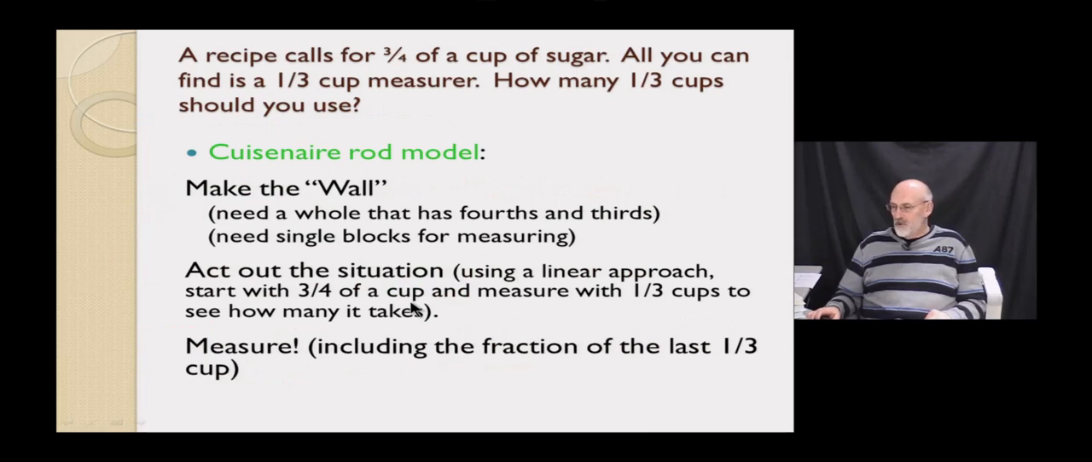So just like before, we're going to make a wall with Cuisenaire rods. We're going to try to act it out using this linear approach. It will be similar to what you would do with a number line if you wanted to expand the concept from Cuisenaire rods up to a number line model. And then we're going to measure and figure out how many 1/3 cups it takes and how much of that last 1/3 cup I should use. How full do I fill it the last time through?